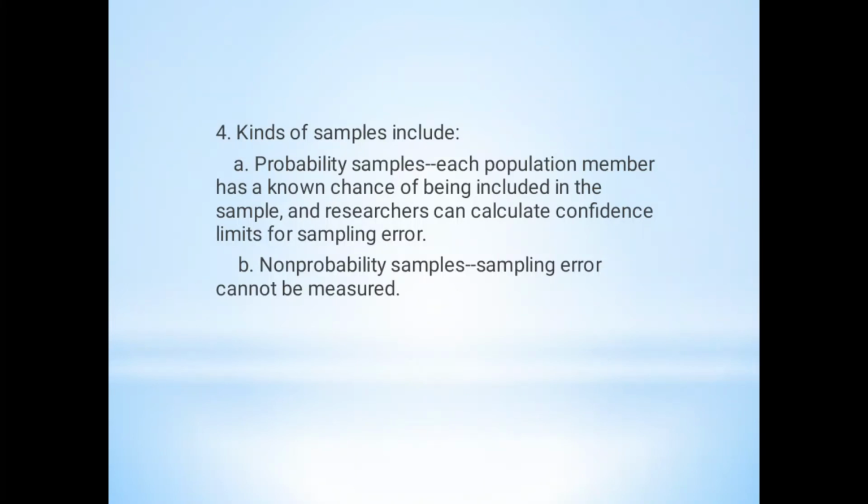Fourth point: kinds of samples include: A, probability sample, where each population member has a known chance of being included in the sample and researchers can calculate confidence limits for sampling error. B, non-probability sample, where sampling error cannot be measured.